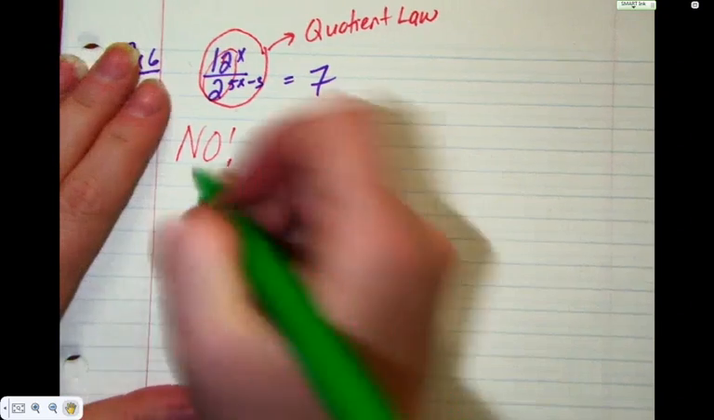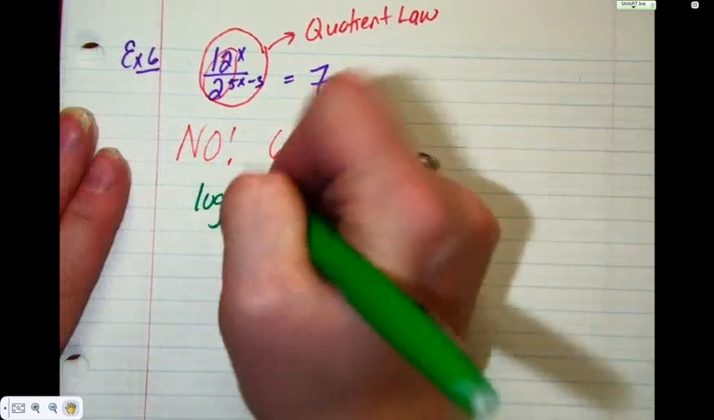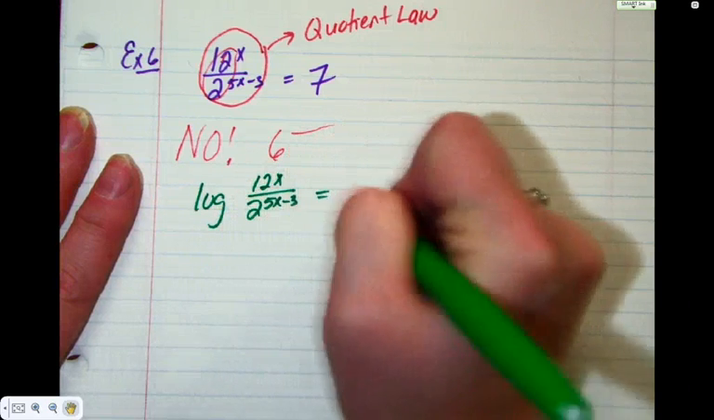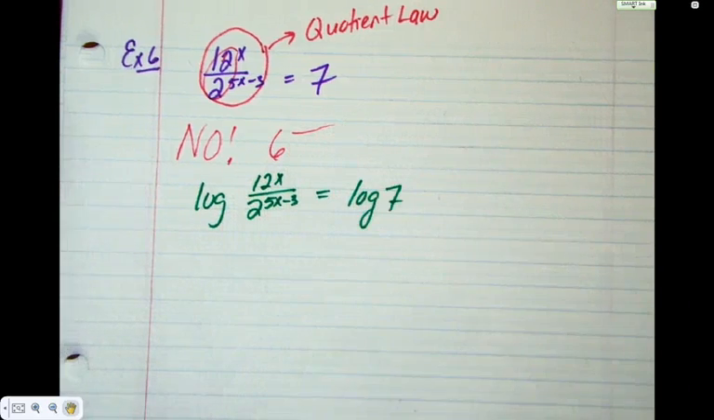Okay, log each side. So I'm going to keep all this right now that's on the left: 12 to the x, divide 2 to the 5x minus 3. And then just a little log 7 on the other side.